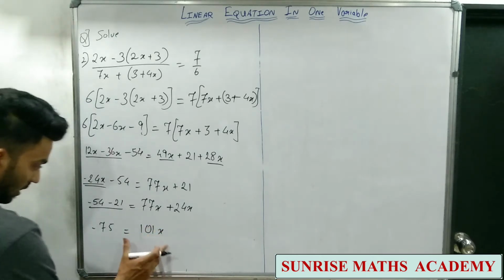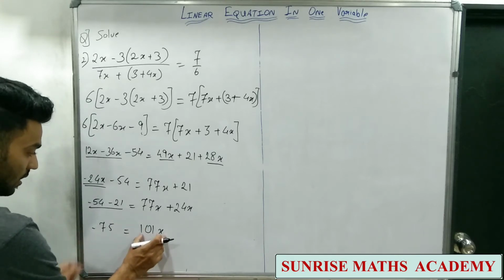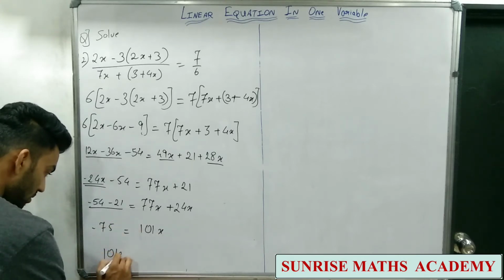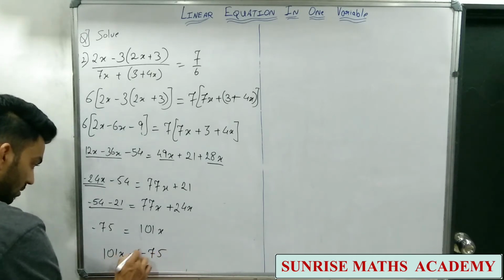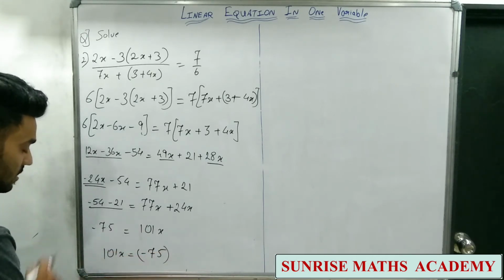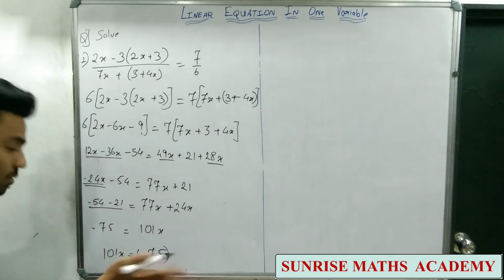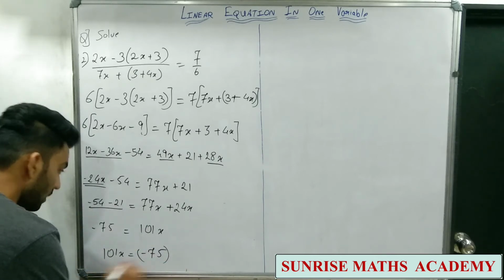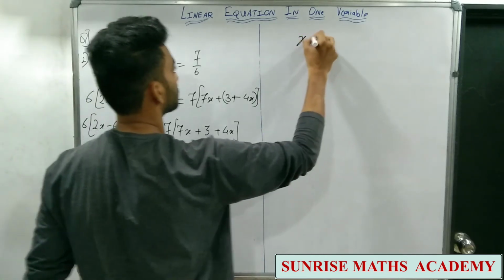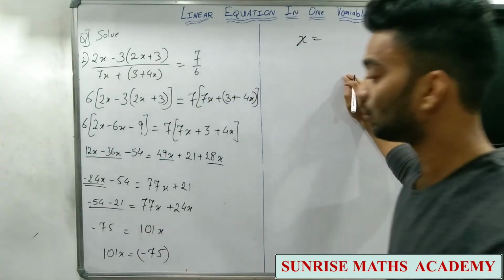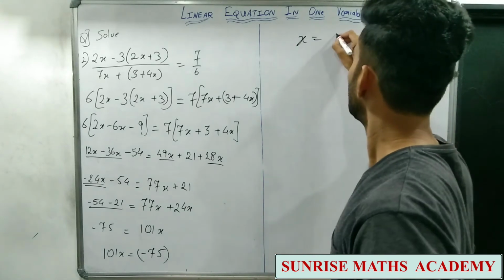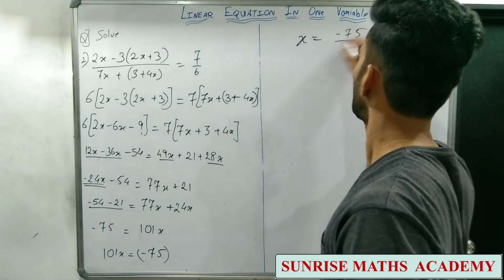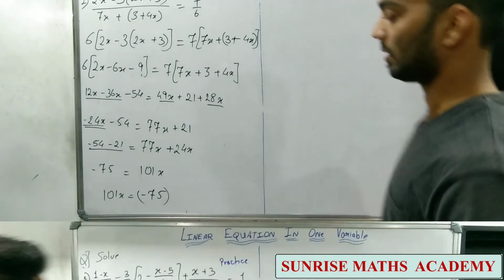To find the x, just interchanging the positions. This I'm bringing to the LHS and this to the RHS. When we interchange the sides, signs will not change, operation will not change. So x equals to 101 is in the division, on the other side multiplication, on the other side it will divide. So minus 75 upon 101.